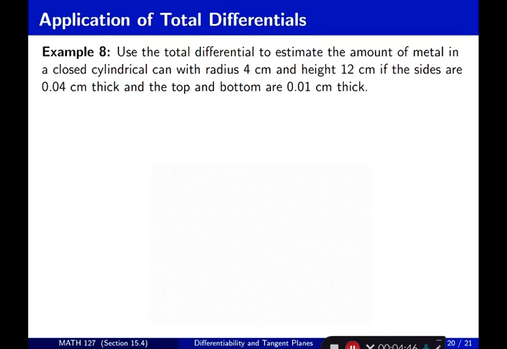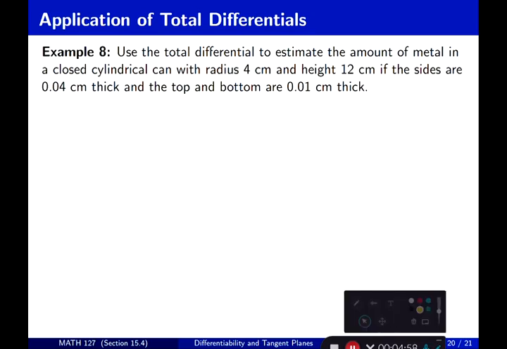Application of total differentials. Example 8. Use the total differential to estimate the amount of metal in a closed cylindrical can with radius 4 and height 12 centimeters if the sides are 0.04 centimeter thick and the top and the bottom are 0.01 centimeter thick. So here's the cylinder like that.